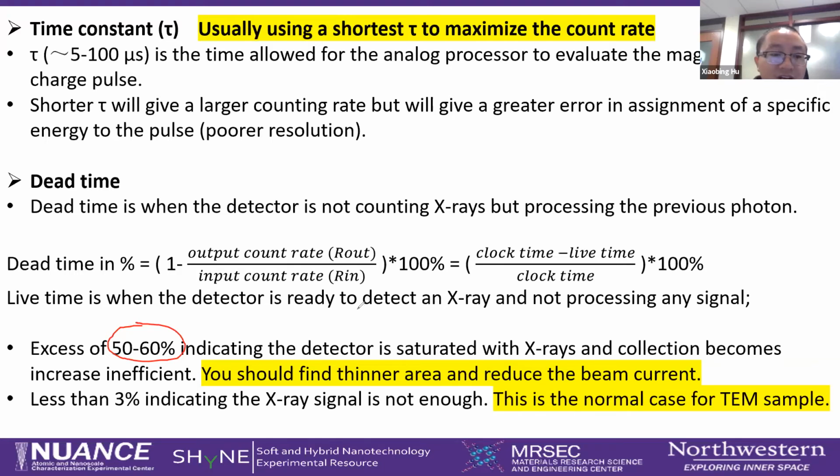Another thing you need to pay attention to is if the dead time is very low, for example less than 3%. This means the X-ray signal is not enough, and you need to find a thicker area or increase the beam current. For our TEM, most of the time you see that the dead time is very low, meaning the signal is not enough.